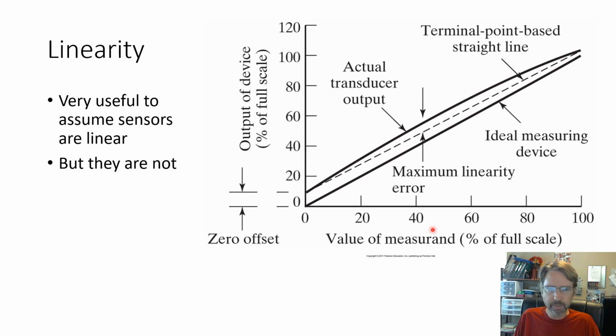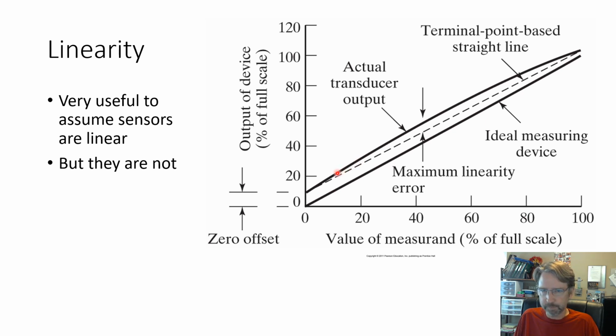Linearity. Here is the diagram from the book on explaining linearity. And again, we've got the input to the sensor, the thing that we're measuring on the x-axis, and the output of the sensor on the y-axis. So it's a calibration plot. And normally we would just fit a straight line to the data that we've got. And so that's what this dashed line is showing.